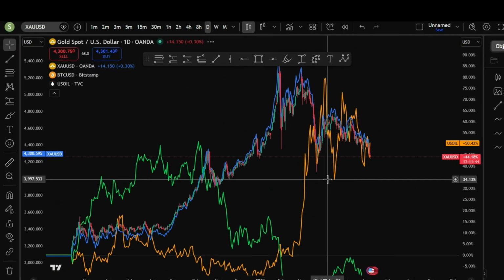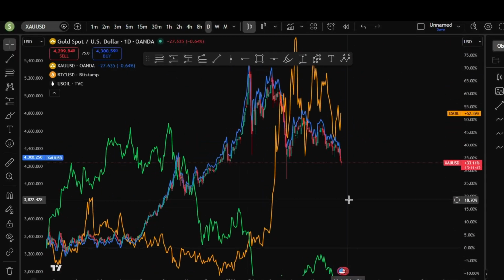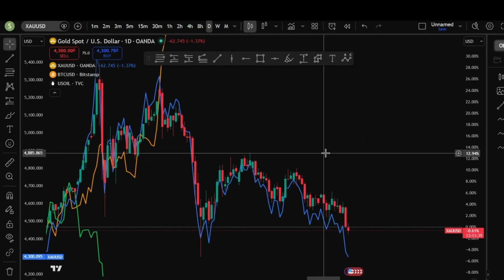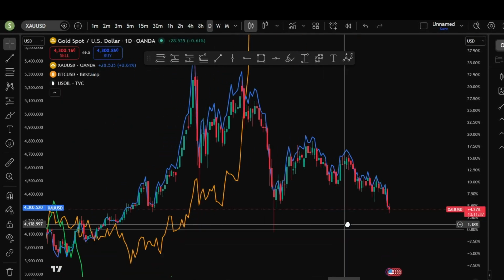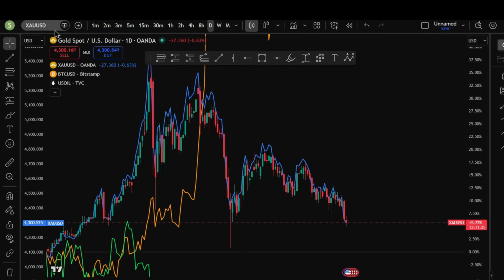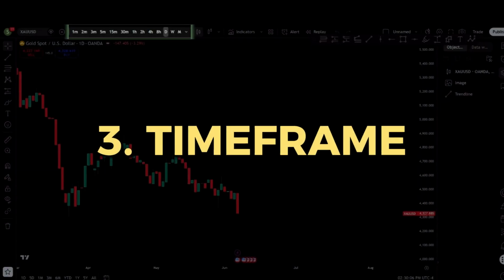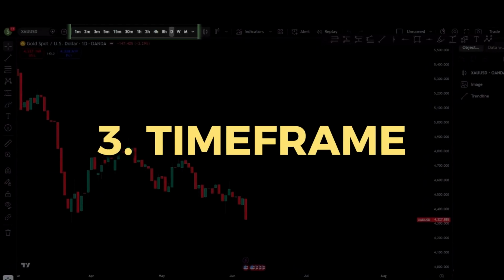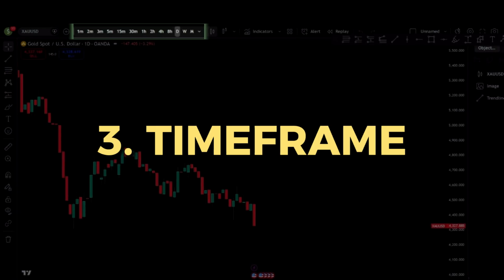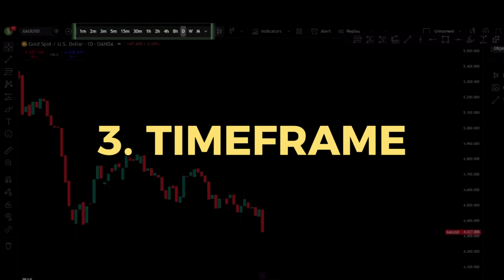Finally, when your chart is open and ready to use, one more thing to pay attention to is which type of chart you are currently using. And the type of chart you're using is also extremely important. To manage this, we use the Time Frame toolbar.